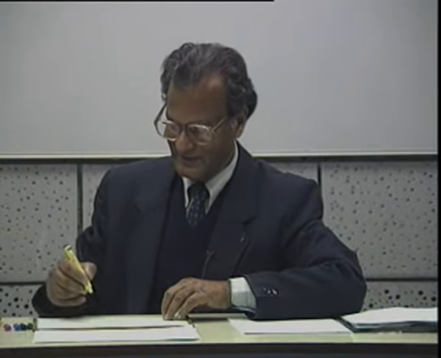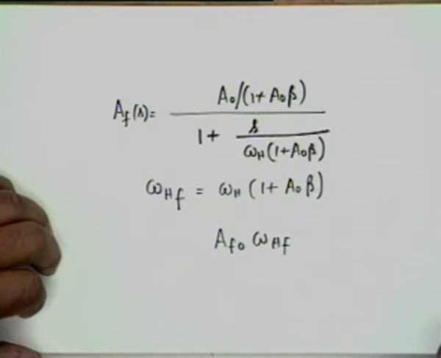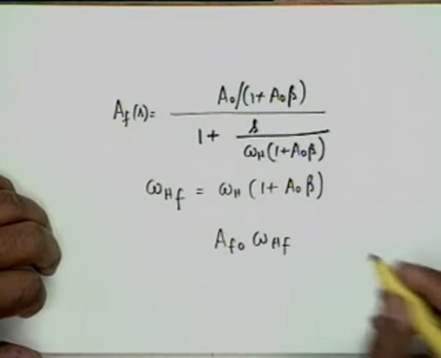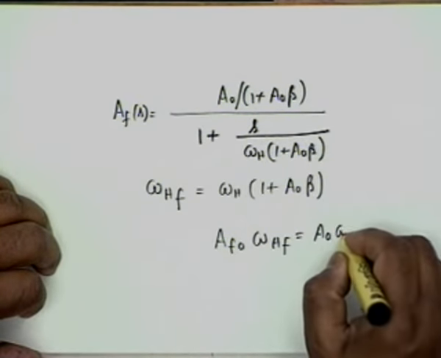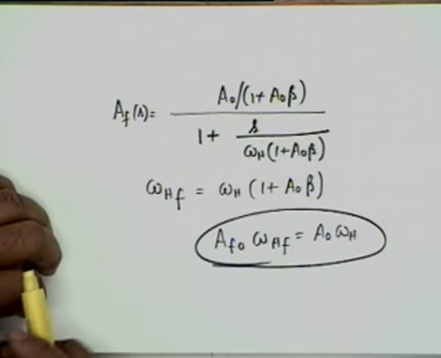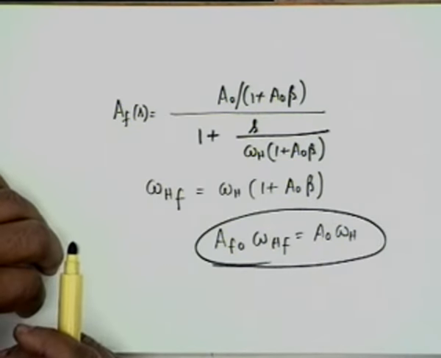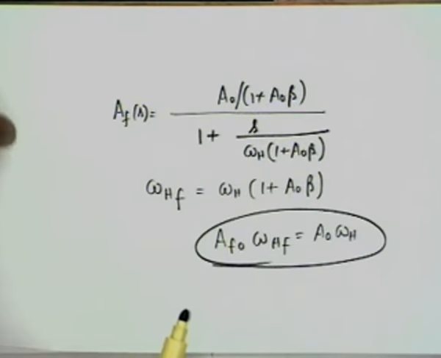The product, obviously, you see AF0 multiplied by omega HF. This product is a constant. It is equal to A0 omega H. Isn't that right? Okay. This is another example of the uncertainty relationship that you have, the famous uncertainty relationship of physics, that you cannot increase both simultaneously. Okay.